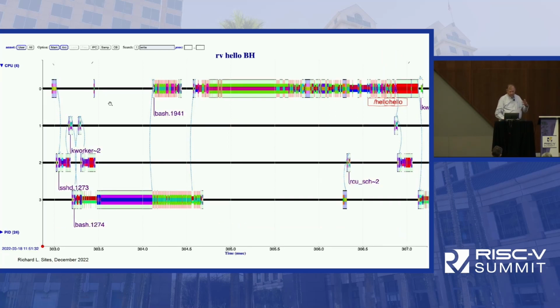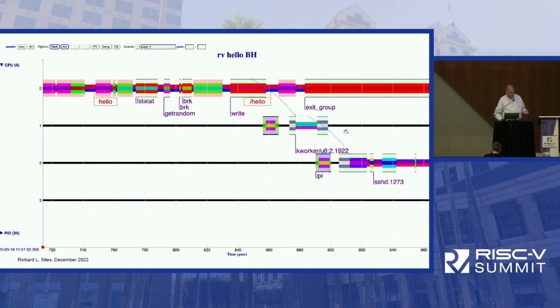So in this particular trace, there are actually 6 different processes involved. The SSH daemon gets the interrupt, calls a kernel worker, calls bash, bash clones itself. You get a second copy of bash. You run hello, there's a Linux read copy update thread that runs for a little bit, and another K-worker thread.